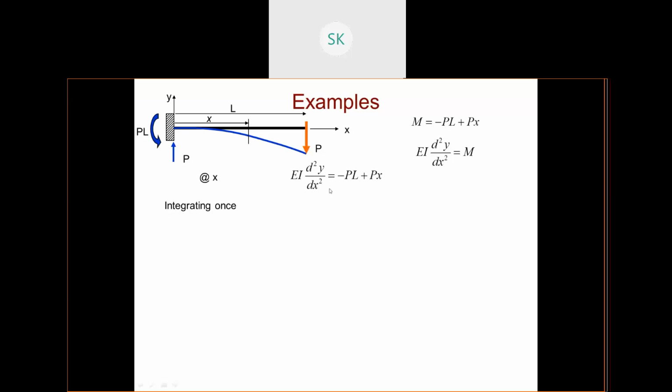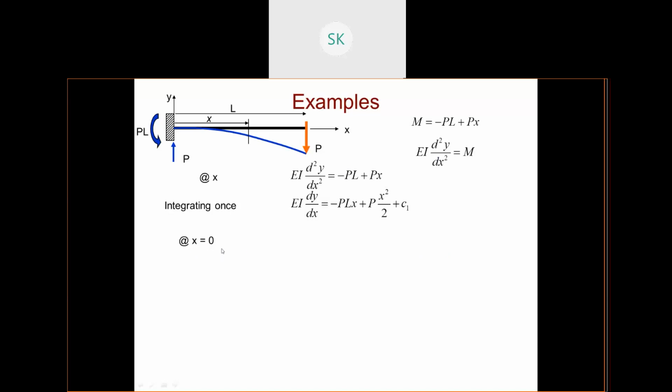Now I'll integrate this. If I integrate once, I'll get EI dy by dx equals minus PL times x, since the constant part gets an x, plus the integration of x, which is x square by 2, so Px square by 2, and there will be a constant c1. Please stop me if you don't understand at any point of the class. Okay.